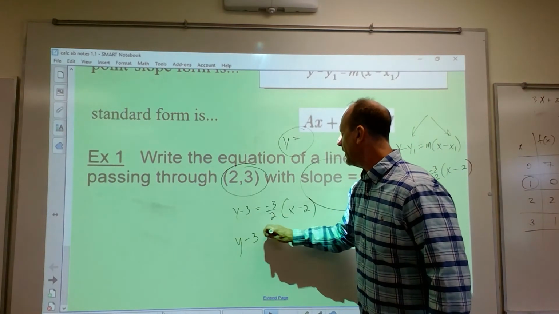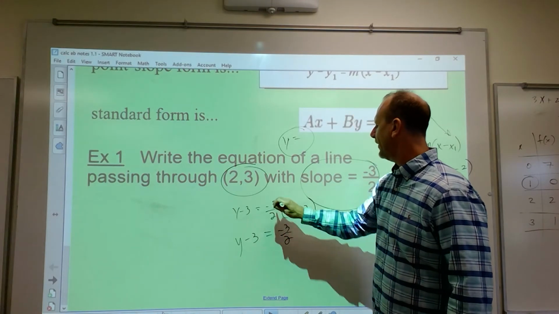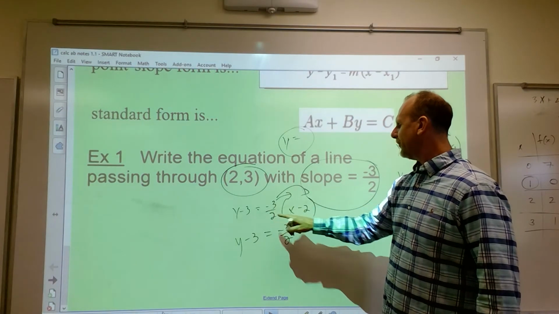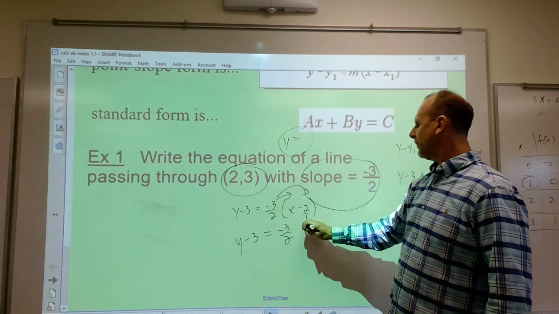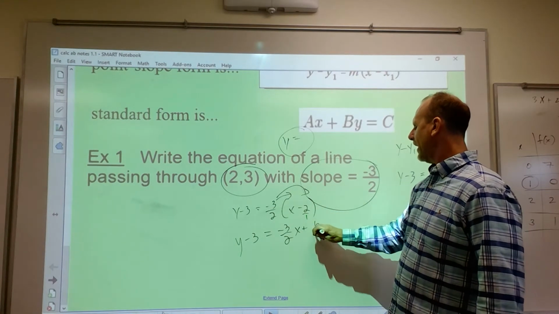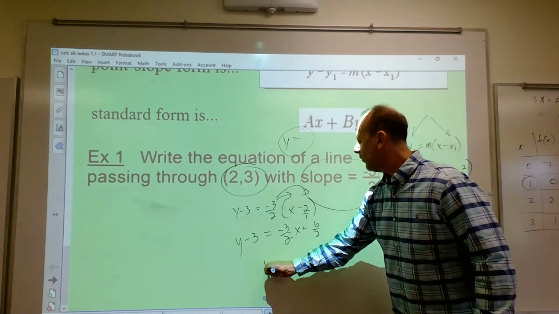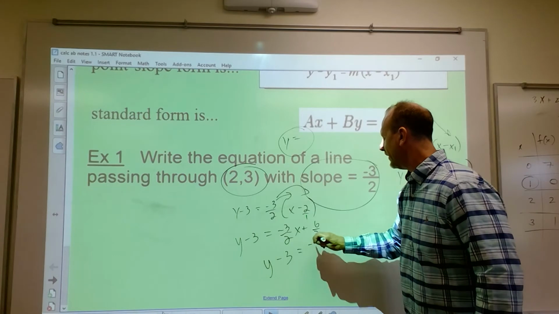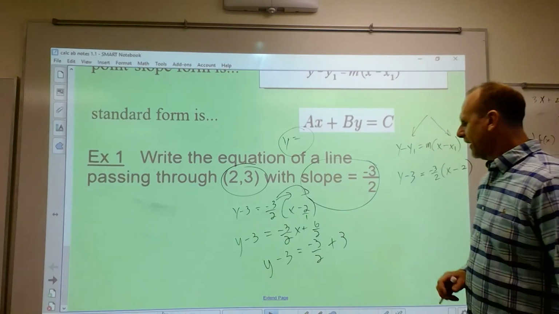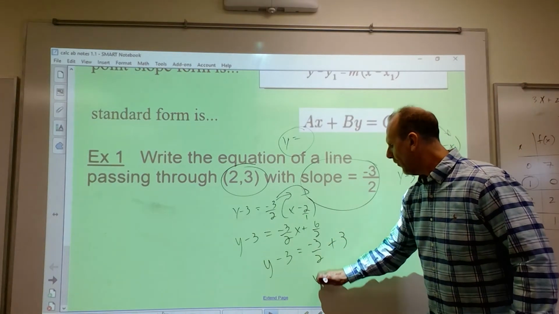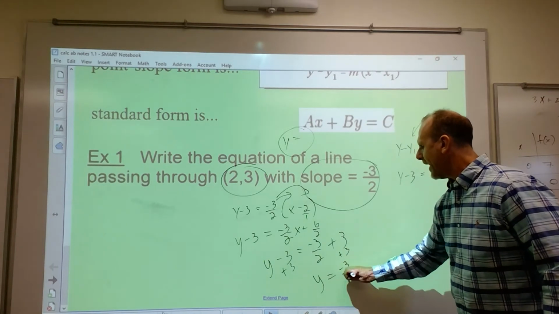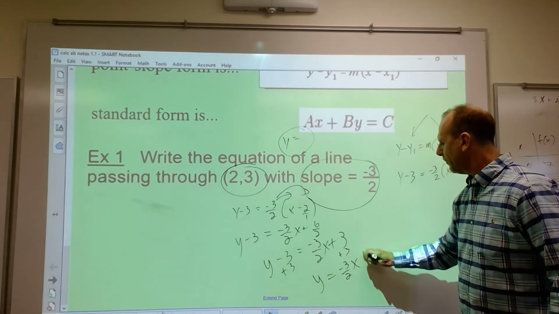y minus 3 equals negative 3 halves. Distribute this to the x, distribute it to the negative 2. So negative 3 over 2 times negative 2 over 1 would be positive 6 halves, which would be y minus 3 equals negative 3 over 2 x plus 3. All right, lastly, we need to add this 3 to both sides, so you get y equals negative 3 halves x plus 6.